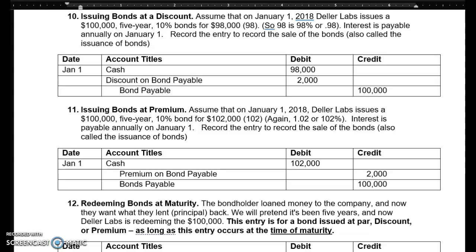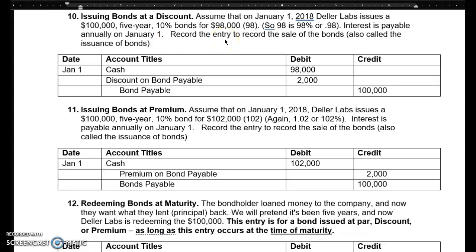In this video tutorial, we're going to look at issuing bonds at a discount. Assume that on January 1, 2018, Delaware Labs issues a $100,000 5-year 10% bond for $98,000. Also, it could be priced this way, just 98. Not .98, just 98. So 98 is really 98% or 0.98. Interest is payable annually on January 1.